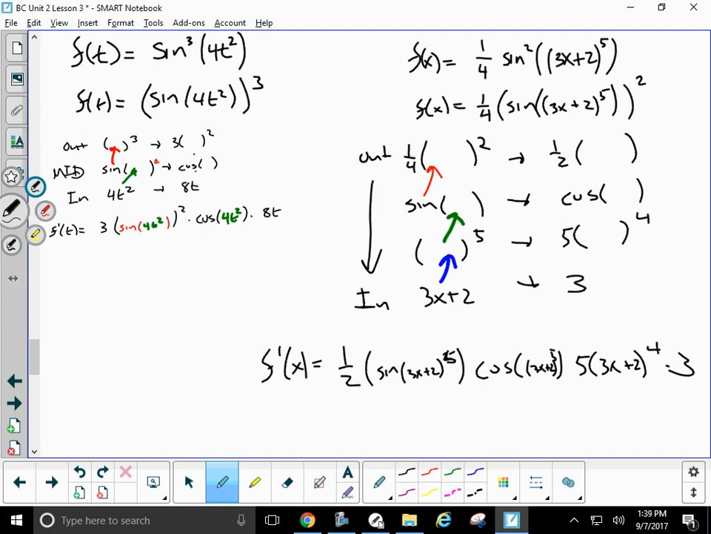Okay? That's a little overkill. At most, you'll see 3 functions being composed that you'll have to take the derivative of. So just make sure you identify the outside, the middle, and the inside. Okay?